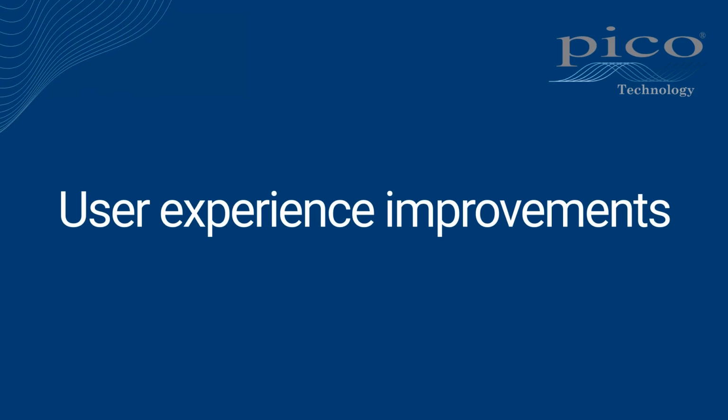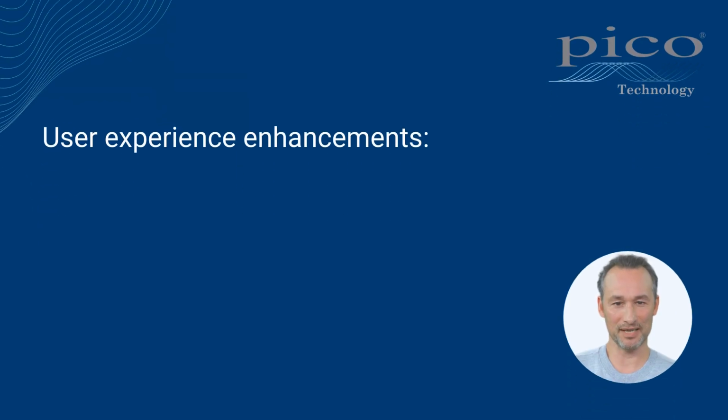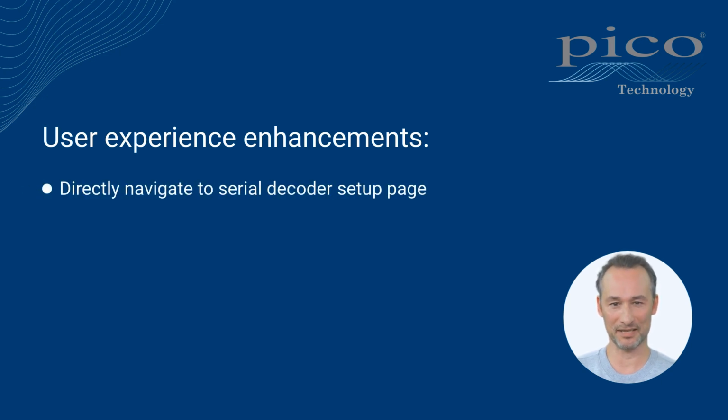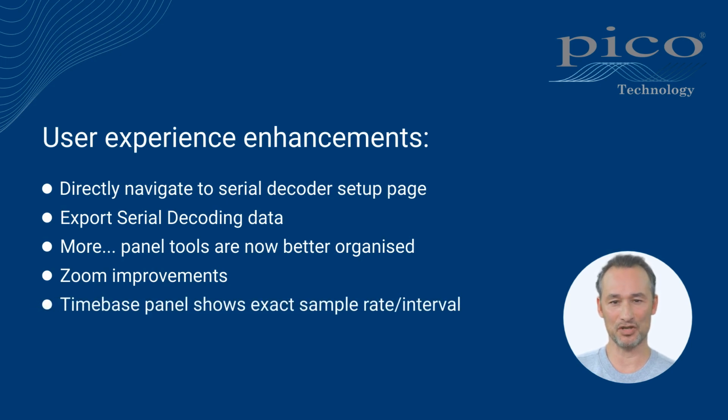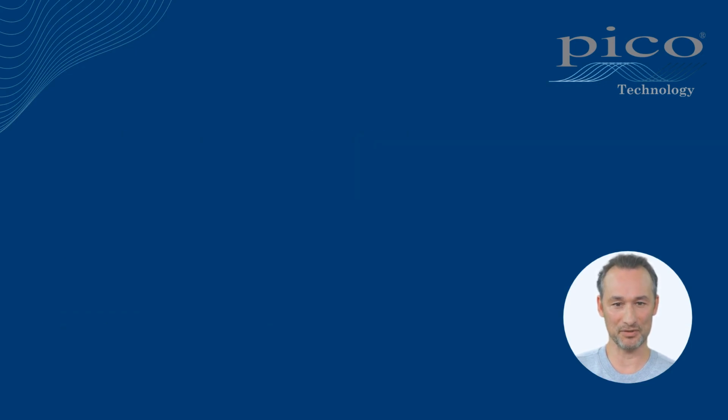User experience improvements. Alongside these larger updates, there have been numerous improvements to user experience, all based on feedback from our users. These include: directly navigate to the serial decoder setup page when selecting decoder type. Export serial decoding data within Actions. More panel tools are now grouped and organized alphabetically to help you find the tool you need easier. Zoom overview now closes on full zoom out, and horizontal zoom now uses mouse wheel trackpad scroll on Linux. The exact sample rate and interval are now shown in the time-based options panel. User file names are now retained after saving or loading files.